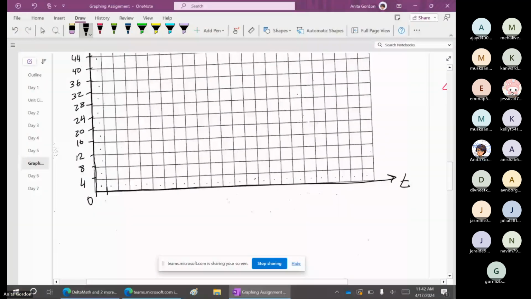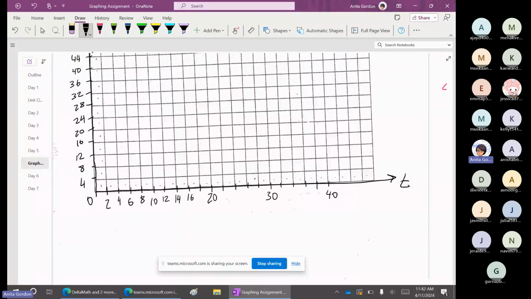So 2, 4, 6, 8, 10, 12, 14, 16, 18, 20, 22, 24, 26, 28, 30, 32, 34, 36, 38, 40. Oops, missed a 6 there. There we go. So I'm just going to put some in between numbers. You'll notice that none of these numbers really fit our graph perfectly, but it does make sure that we are able to see the full picture. 26, 28, 32. Okay, that's enough. Once you get to 32, you're good.